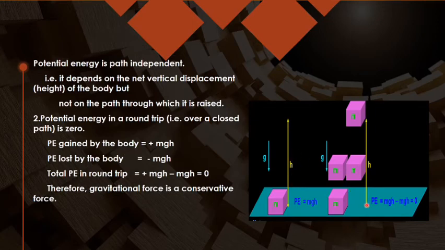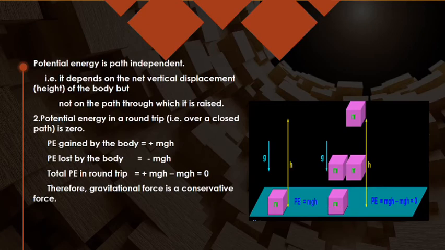And if you take the body up to a height h and then bring it down, the work done in the upward direction is mgh, gained by the body as potential energy. And when you bring it down, the potential energy lost by the body is minus mgh. So the total potential energy change in the whole round, the complete round, is equal to 0. And this is the proof for saying that gravitational force is a conservative force. So we can say whether forces are conservative or non-conservative on the basis of whether the work done on the round trip is equal to 0 or not equal to 0.